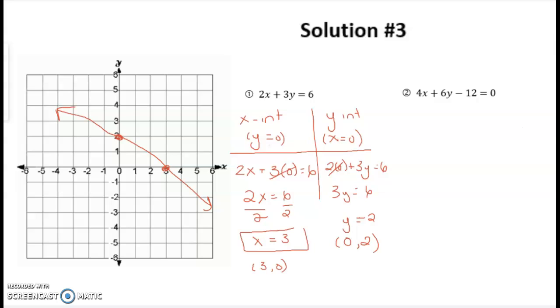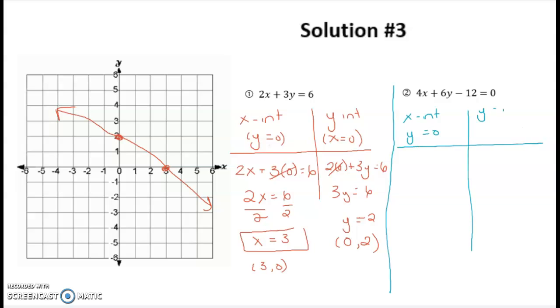All right, now let's do the second one. So I'm just going to draw a line down here. So same thing. We have to do the x-intercept. So for the x-intercept, y equals 0. And then for my y-intercept, x equals 0.